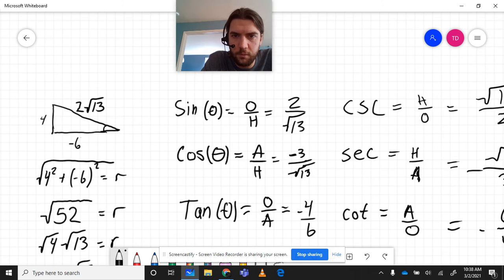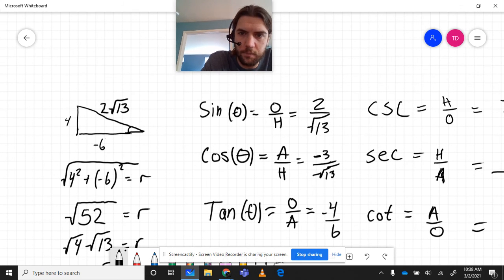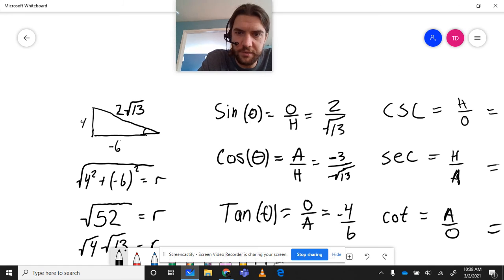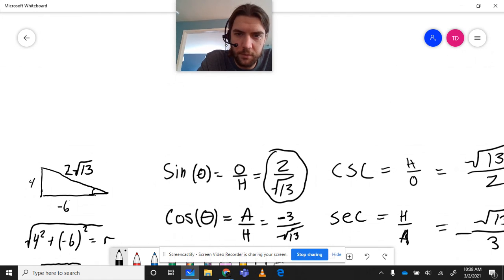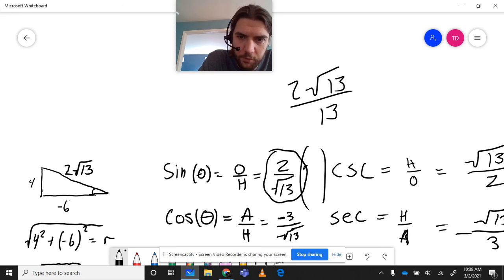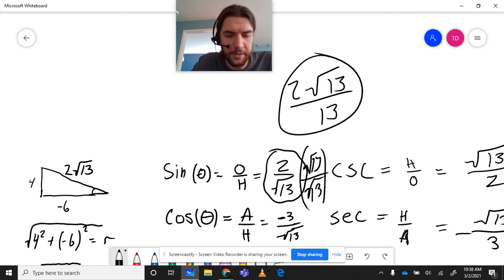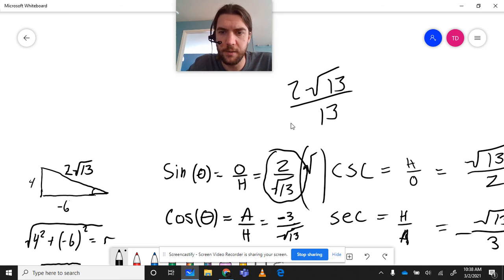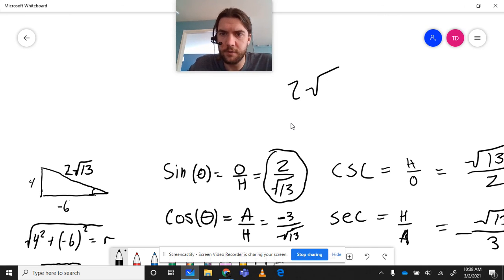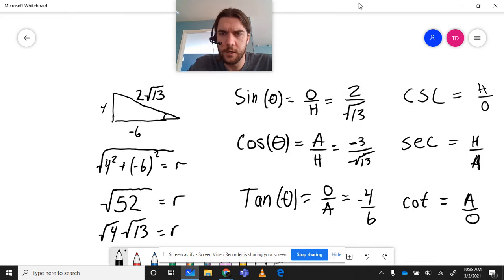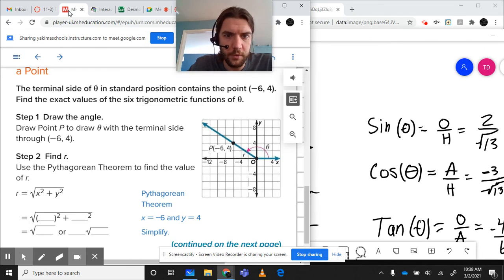Ones that I would assume would change around if you're doing this on the homework, based off things not being written in standard form. So this one, if we wanted to rationalize the denominator, it would become 2 root 13 over 13. We would take the top and the bottom and multiply both parts by root 13 in order to rationalize the denominator. Okay, and I think that's all that it would take to find all 6 of our trig ratios for this particular triangle based off of the coordinate they gave us on the terminal ray.